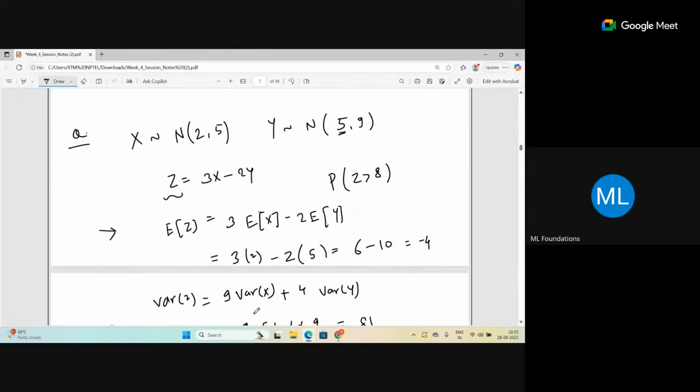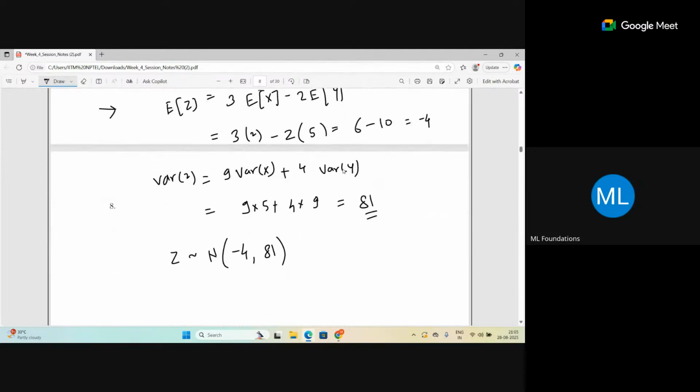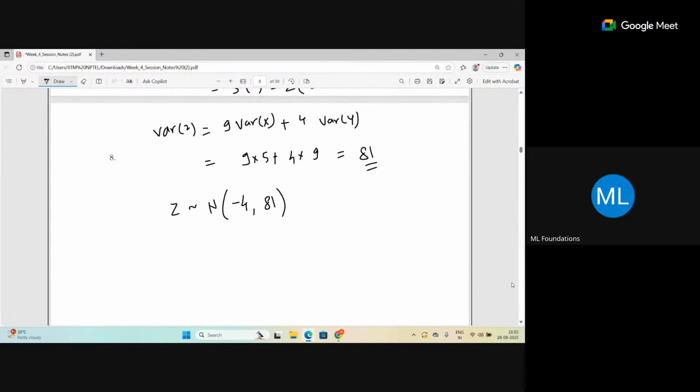Now, what is asked of me? I need to find out the probability that Z is greater than 8. If this is normally distributed, how do we find the probabilities of a normal distribution? Make it a standard normal. So I can find 1 minus the probability that Z is less than or equal to 8.